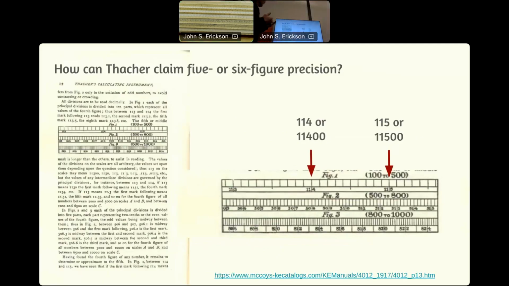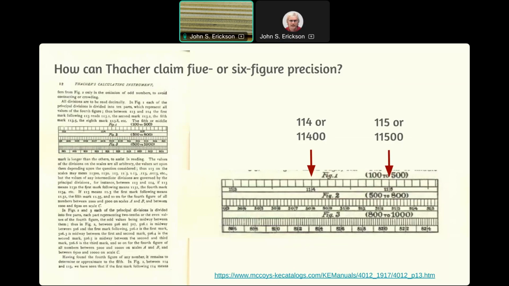So precision, he goes on at length, and on this page and the next page, this is the online version of the documentation. In his patent disclosure, he's claiming 5 to 6 digit precision. How could that possibly be? Even with the example I just gave, you can see how 4 digit. How does he claim that kind of precision? Well, let's look at this.